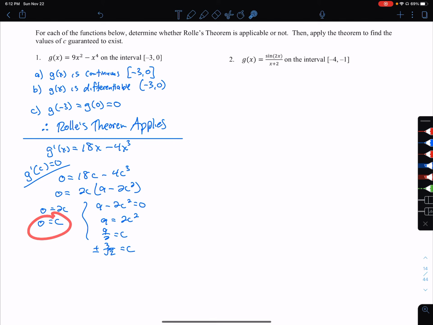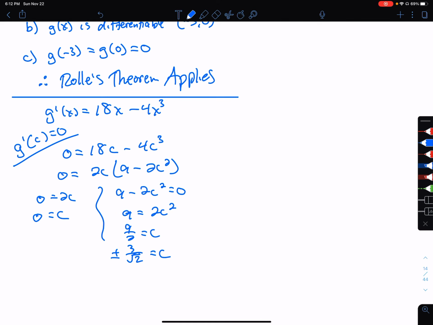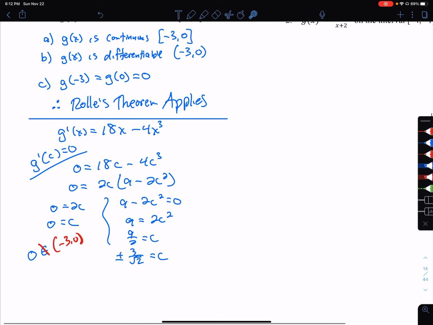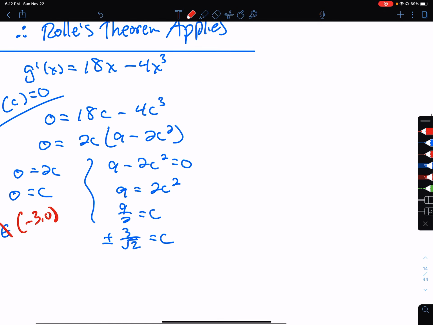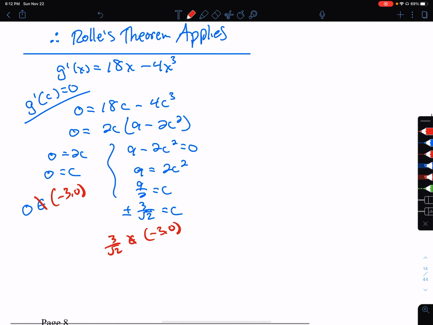Is 0 on the interior of this domain? It is not. So we could say 0, I don't know if I've ever shown you this before, this means is an element of. If I put a cross out through it, we're saying 0 is not an element of (-3, 0). How about positive 3 over the square root of 2? That doesn't fit in this interval either. So positive 3 over the square root of 2 is also not an element of (-3, 0).